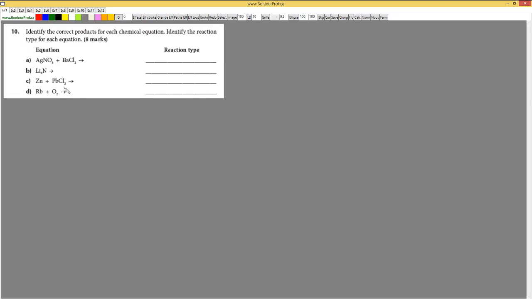So here we're going to continue correcting the exercises. We're going to correct this one, the 10th one. Identify the correct products for each chemical equation. Identify the reaction type for each equation.